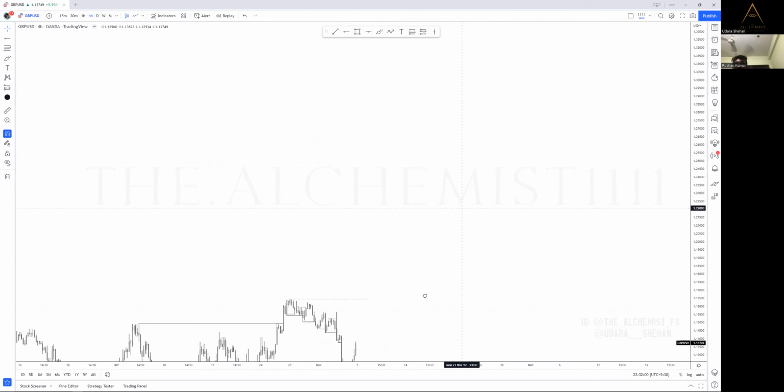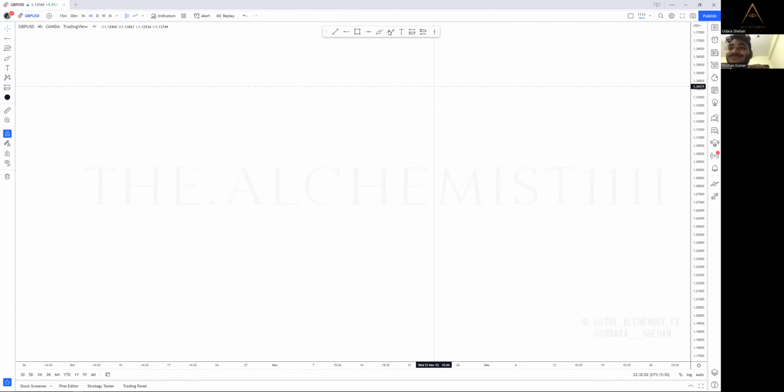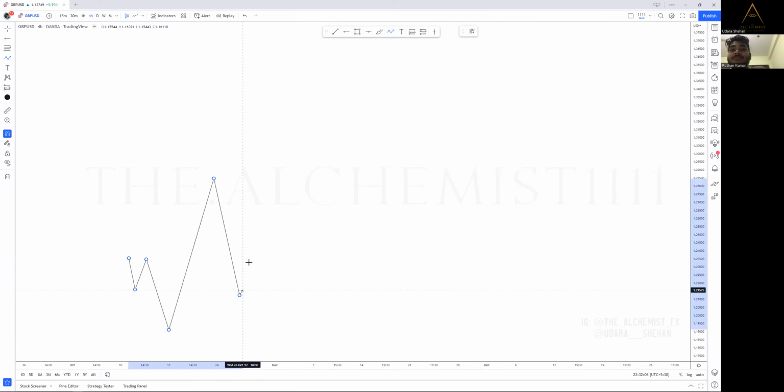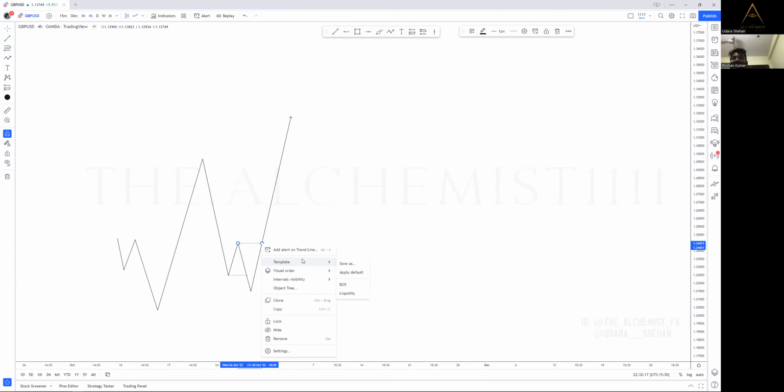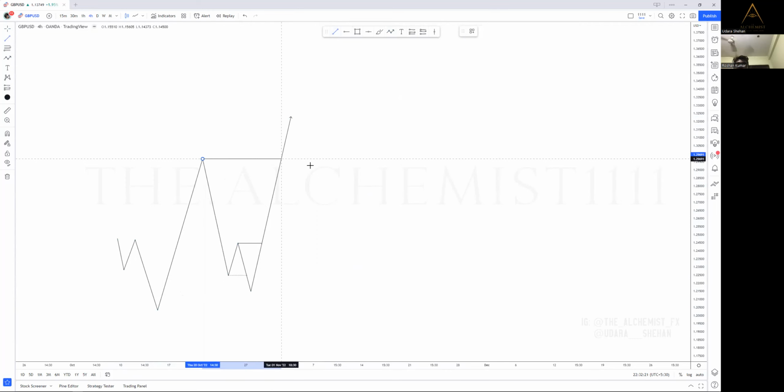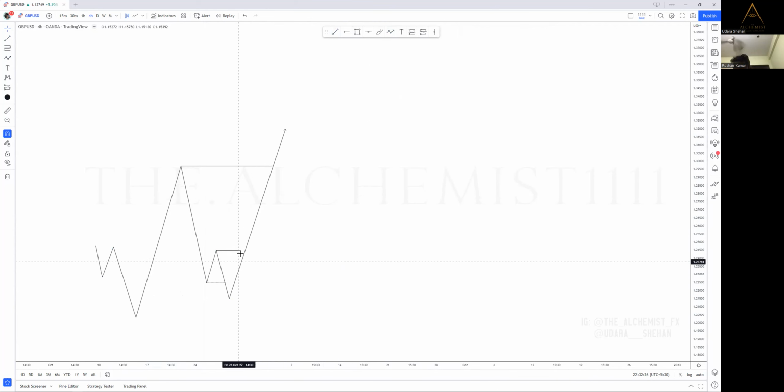Now let's say for this example's sake, something like this. What is this? This is a strong low, right? Why? Because liquidity was taken out and structure was broken. Minor structure broken, major structure is broken as well. Can you see that? Then this turns into what? This will turn into a strong low, right?